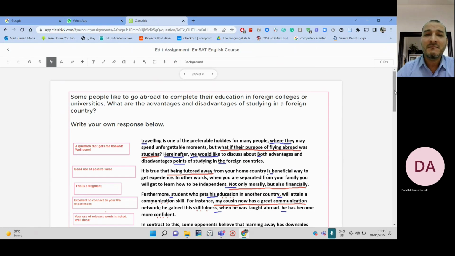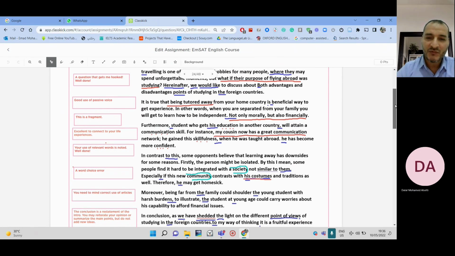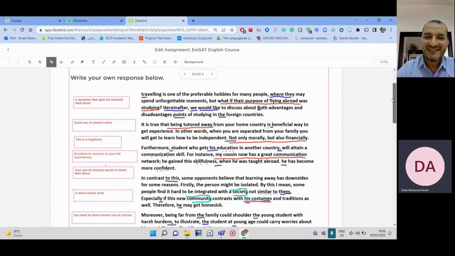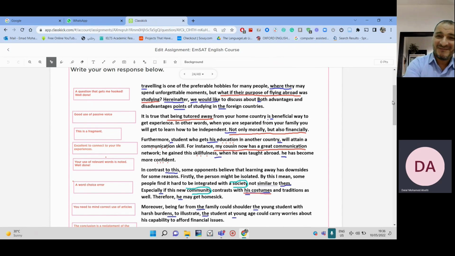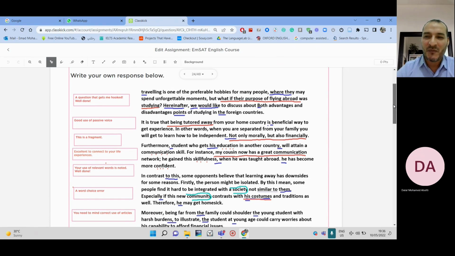Okay, let's first discuss the feedback. I think this is your writing, right? It's obviously showing plenty of mistakes. No, it's not plenty of mistakes. I just use color coding. Now I can see the red line. Red doesn't always mean there's a mistake. For example, you said, what if their purpose of flying abroad, a question that gets me hooked. Well done. Oh, I thought there's a mistake. No. Anyway, I want you to kindly read the first part.